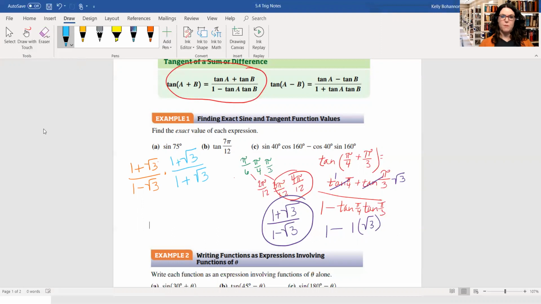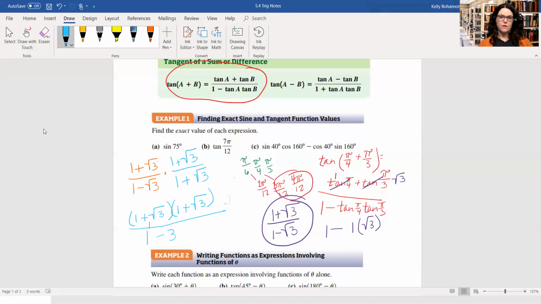If I multiply the bottom by the conjugate, I have to multiply the top by the conjugate. You'd have to FOIL out the top, but I'm just going to rewrite it as 1 plus square root 3 over 1 plus square root of 3. And on the bottom, because they're conjugates, you would just multiply first and last. So it would be 1 times 1 is 1, square root 3 times square root 3 is 3, and it'd be minus 3.